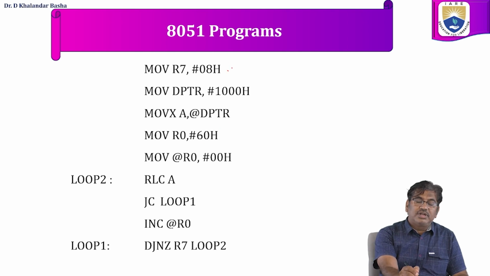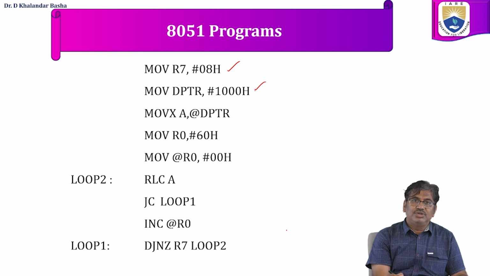So move R7, 08, 8 bits we are checking. The external memory address is loaded into DPTR by using the MOV instruction. The contents of the external memory will be loaded into the internal accumulator of 8051 by using the MOVX instruction A, @DPTR. Then the result we have to store into 60H location. So we will load R0 with 60H. That memory will be cleared by using the instruction MOV @R0, #00H.